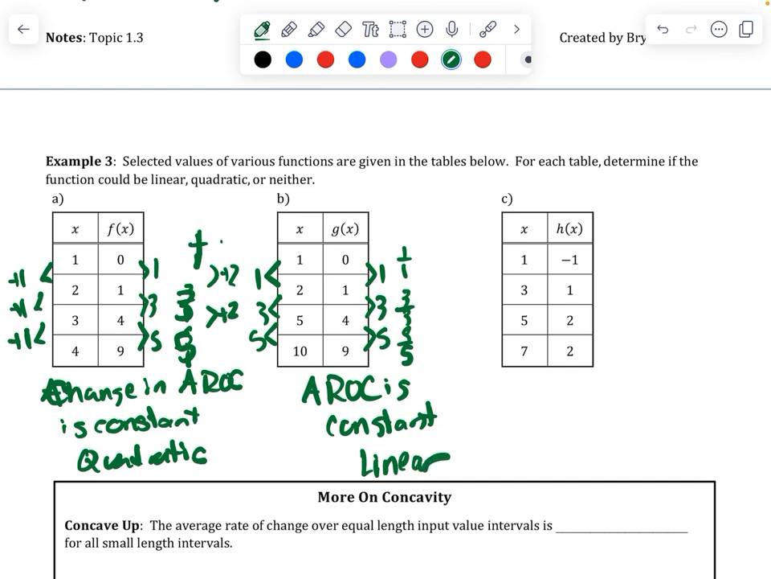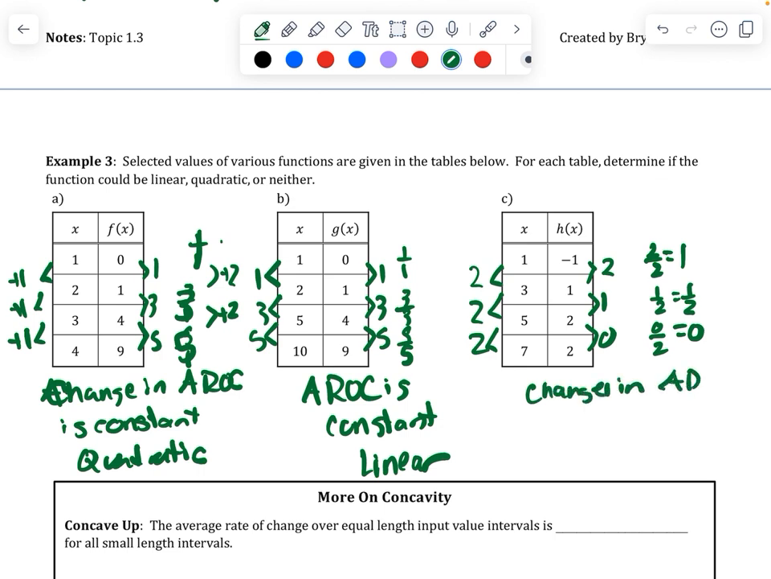And then this last one, it's going up by 2, 2, and 2 in the inputs. The outputs are going down by 2, 1, and 0. So we'd have 2 over 2, 1 over 2, 0 over 2. So this is equal to 1, 1/2, and 0. Well, it's going down by 1/2. So the change in our average rate of change is linear because it's going down by 1/2 each time. And again, that second difference is the same, so it is a quadratic.